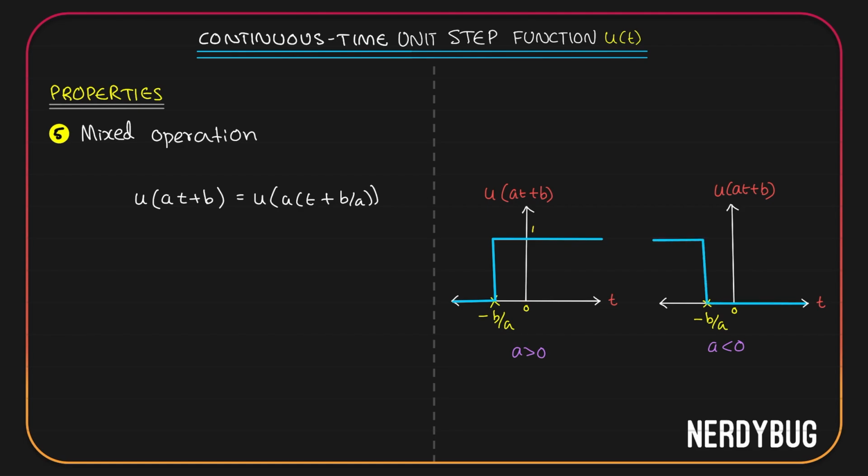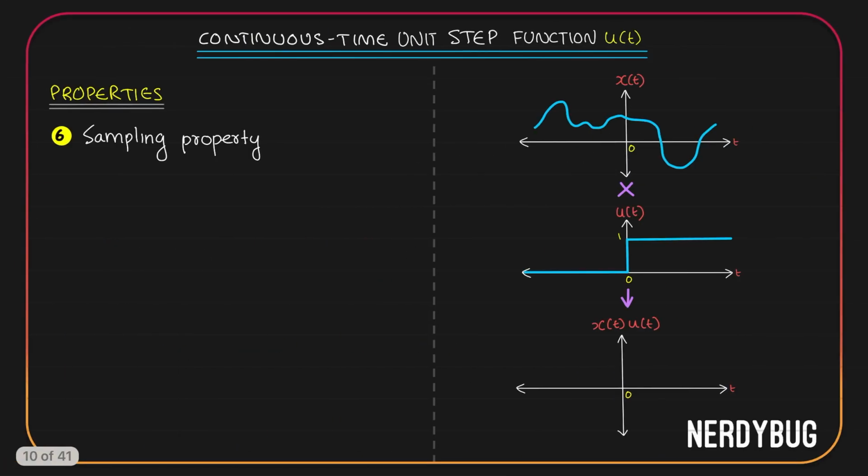Nothing happened to the magnitude, so it is still 1. The next and final property we are dealing with now is the sampling property. Consider x of t, which is a random signal like this, and then we have u of t, which transitions at 0. We are multiplying both of these together. So over here we have 0, multiplying it with whatever, we'll get 0 here. Over here we have 1, multiplying it with x of t, we'll get x of t.